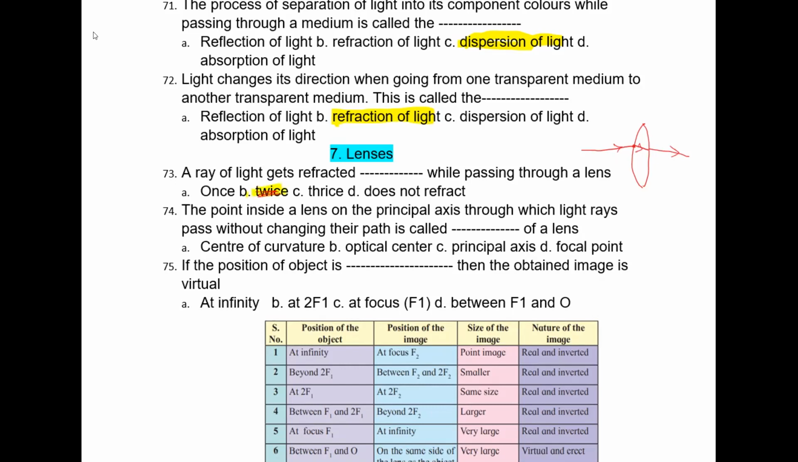So option B is the correct answer. Next question. The point inside a lens on the principal axis through which light rays pass without changing their path is called the dash of a lens. Center of curvature, optical center, principal axis, focal point. We know that when light passes through the optical center of the lens, it passes without any deviation. Option B is the correct answer.